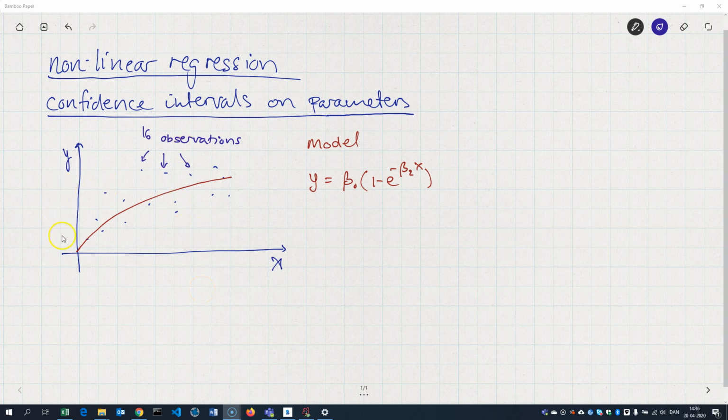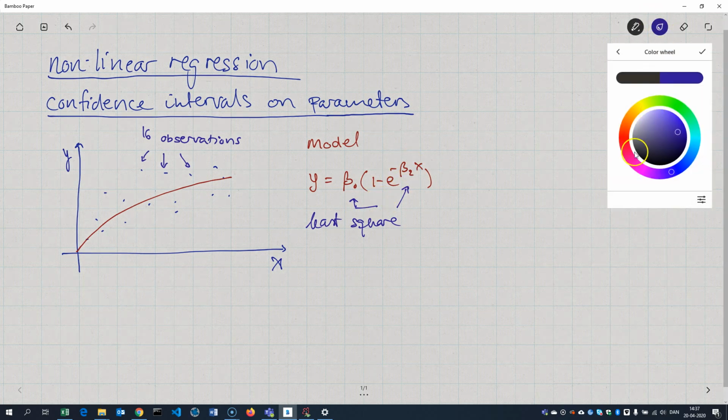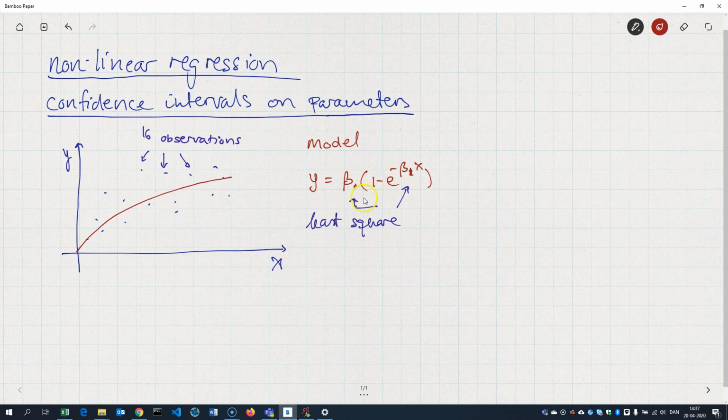So we're in a situation where we've done a nonlinear regression on a set of data here with 16 observations. And we've been using this model here and then the method of least squares. Note that down. To find the best fit, that is the best value or the optimal value of these two parameters, beta naught and beta 1. Right. And let's say we found, using numerical solution, values of roughly 238 and roughly 0.0005.